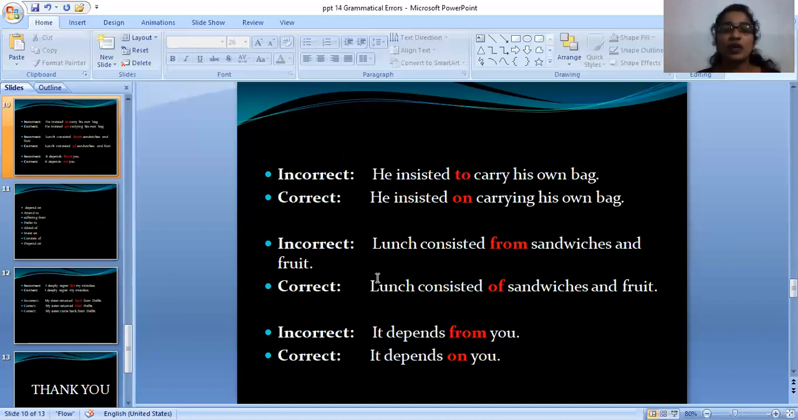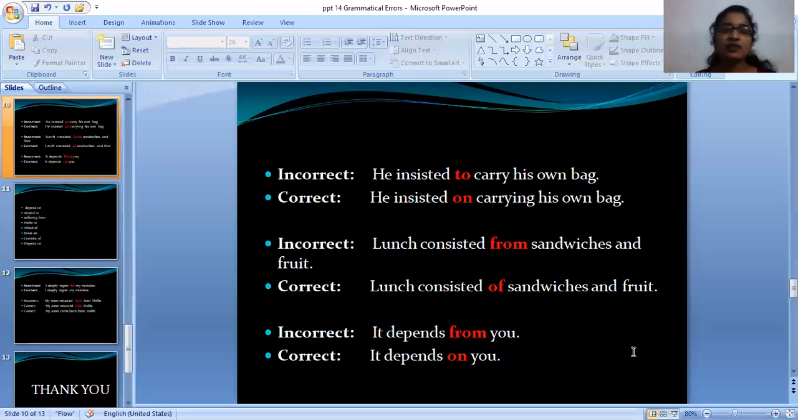Yes. So I'm going to read out the next set of examples here. Lunch consisted from sandwiches and food. What's the preposition used here? "From", but it is wrong, right? What is the correct preposition to be used here? Lunch consisted of, not from but of. Lunch consisted of sandwiches and food. So we have to use the preposition "of" here.